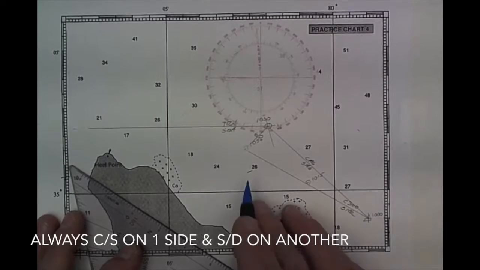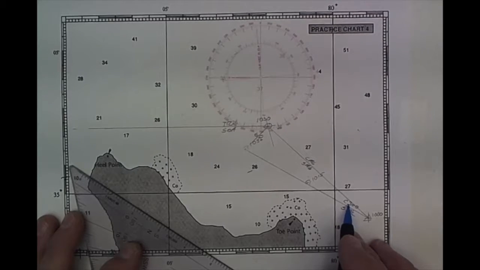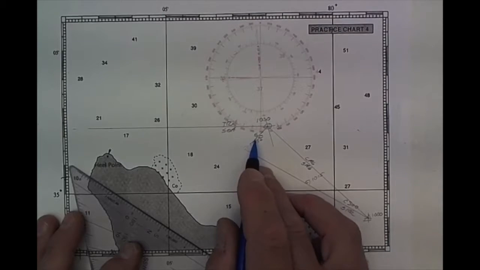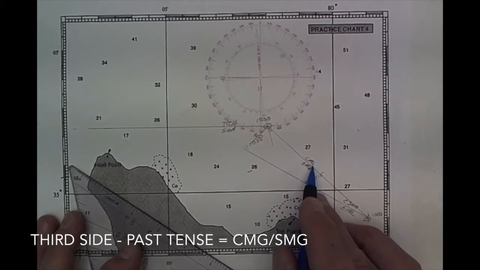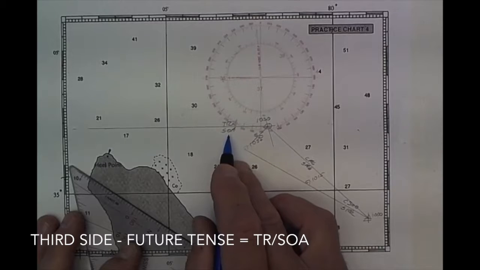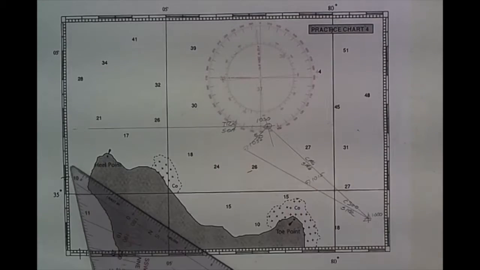Every current sailing triangle has course and speed. We always need to know what course to steer and what engine speed we're on, and then a set and drift. The current is always involved. If it's past tense, it's course made good and speed made good. Whenever it's future case, the third side of the triangle is going to be track and speed of advance.